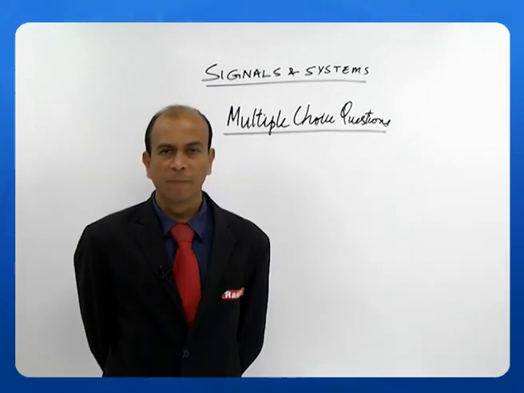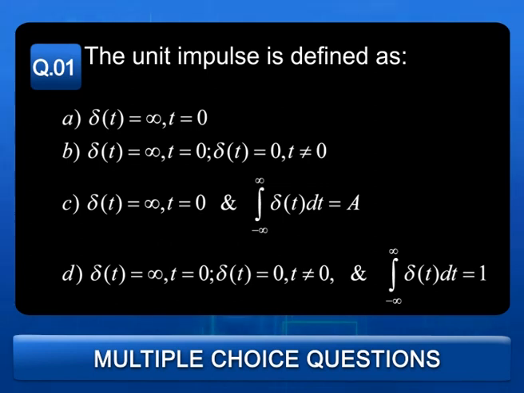Now let us look at a few multiple choice questions. The first question is, the unit impulse is defined as: A, delta of t is equal to infinity when t is equal to 0. There is one definition. The second definition is delta of t is equal to infinity at t is equal to 0, and delta of t is equal to 0 when t is not equal to 0.